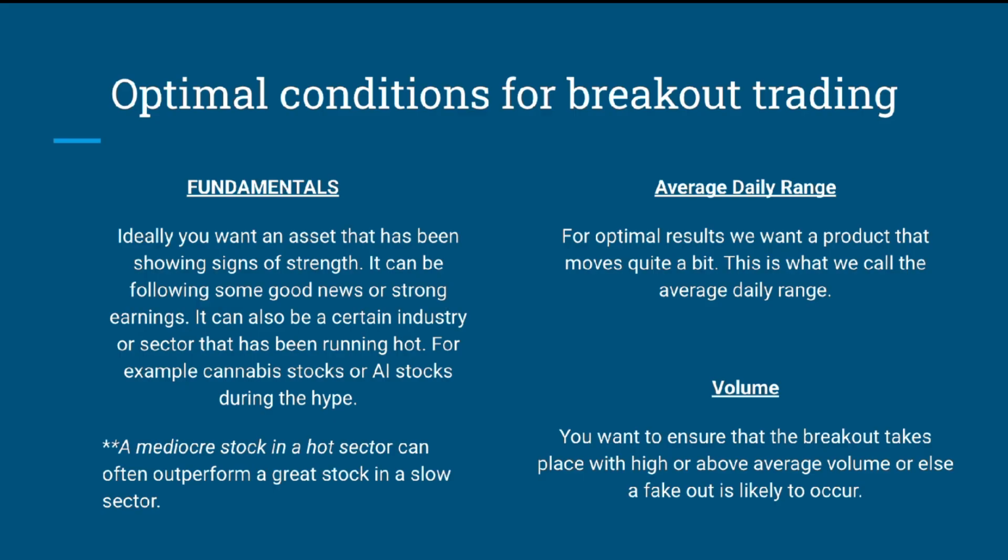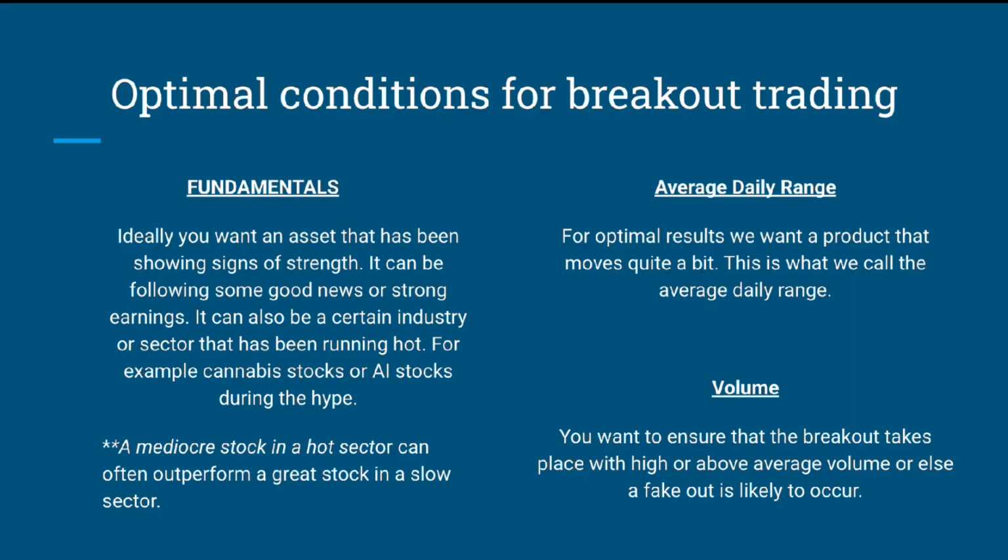It could be following some good news or strong earnings. It can also be an industry or a sector that's been running really hot. A few examples of this: a few years ago in Canada, the cannabis industry was running really hot before the legalization. And recently, the AI industry has been running hot, so there's a lot of hype around it. Essentially, you'll notice the little mention here at the bottom: a mediocre stock in a hot sector can often outperform a great stock in a slow sector. So that is my recommendation.